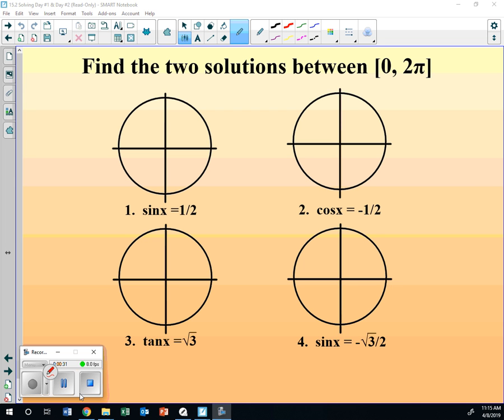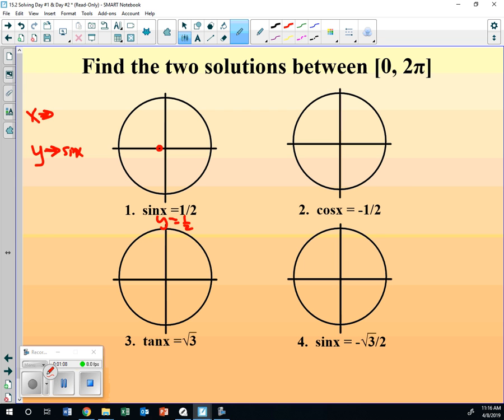So sine x and cosine x, which one is the same as the y and which is the same as the x? Which was sine x? Y. So whenever you think of sine x, think of y. Y equals half. Show me with your arms, what does y equals half look like? Horizontal line, everybody do that. Good. So all they're saying is, when is the horizontal line equal to a half?